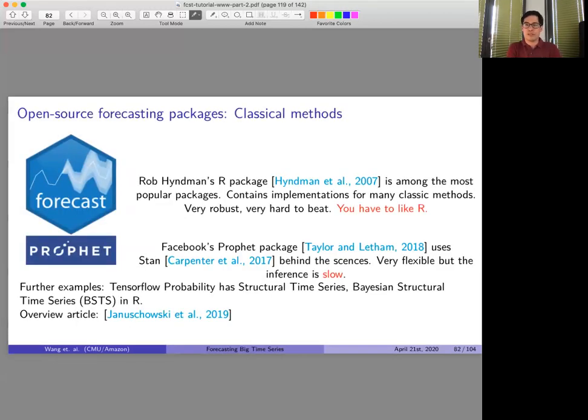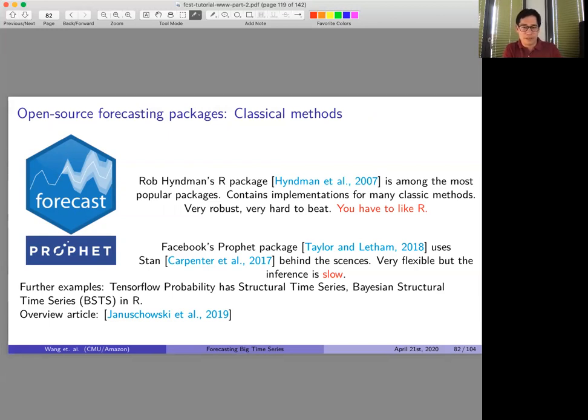And the first thing to get started with, I think, is probably Rob Hyndman's R package. It's called forecast. There's a new version of it coming out also, but I think the original version is still one of the most loved and robust methods out there. So this is definitely something that you should take a look at, but it comes with a caveat, and that is you have to like R.